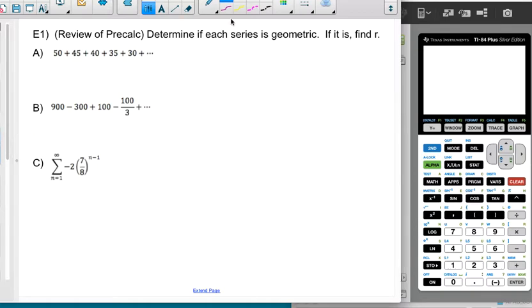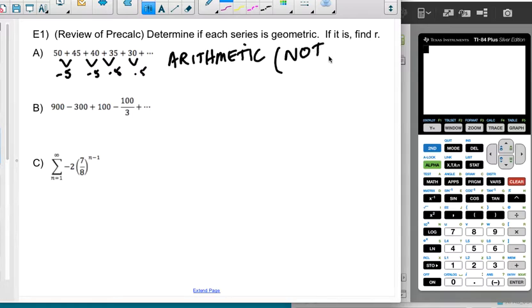Okay, so let's review to determine if each series is geometric. If it is, we're going to find r. If it's not, we're just going to say it's not. So for this series, I am subtracting 5 to get to the next term, so this is not geometric. This is actually called arithmetic, which doesn't help us in calculus. So this is arithmetic for the record.